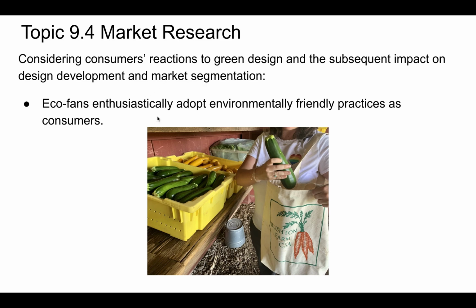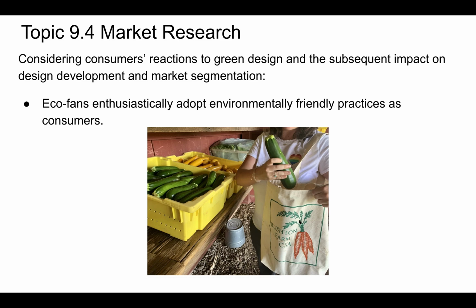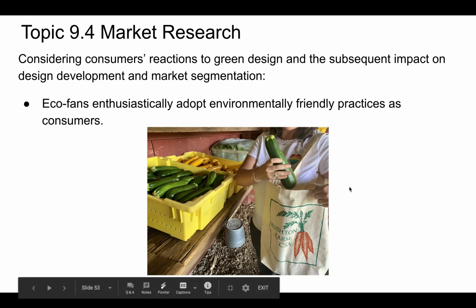Okay, here we go. We've got eco fans. So they enthusiastically adopt environmentally friendly practices as consumers. So, for instance, just the little thing of bringing your own bag to Tamimi and not using plastic bags, right? So this is you making an environmentally friendly choice as a consumer. So these are the eco fans. And how could you market to those kinds of people? What kind of market research would lead you to understand their needs?